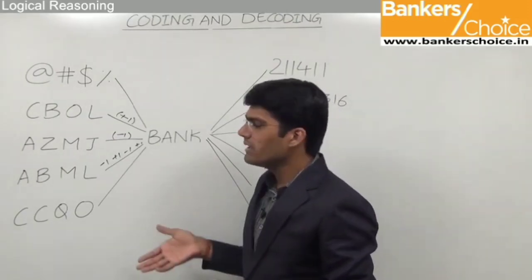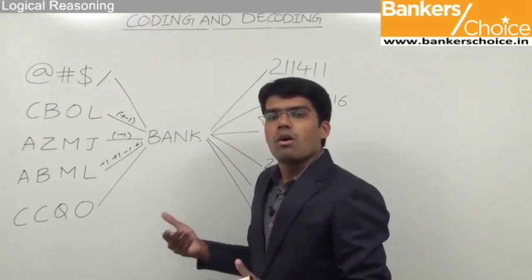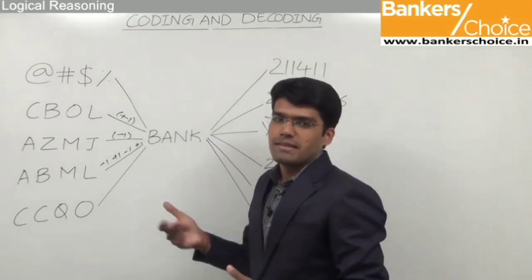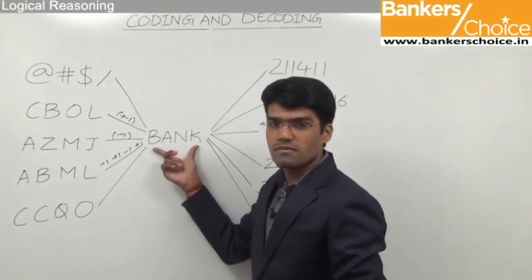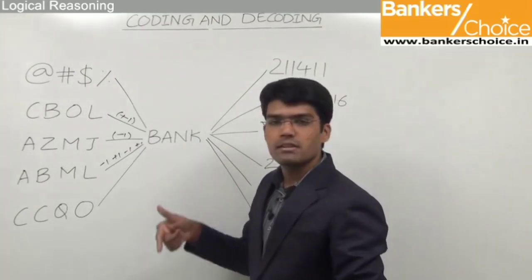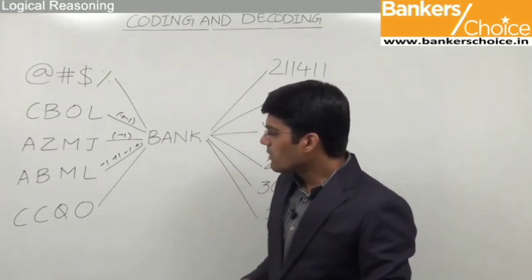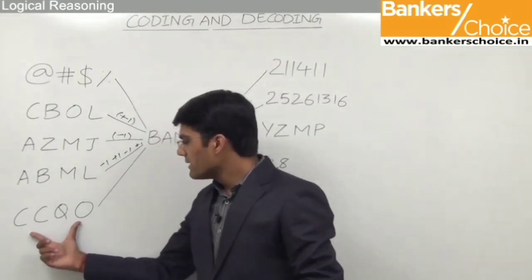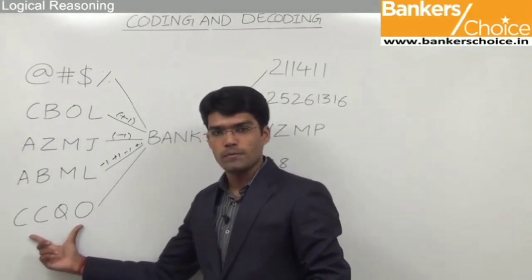Similarly, the other way of coding in this form could be +2, -2, +2, -2, or plus 3, minus 3, plus 3, minus 3, and so on. So we need to identify the logic based on the shifting of these letters either in the forward direction or in the backward direction. Now moving on to the next one here, the word bank has been taken as CCQO.